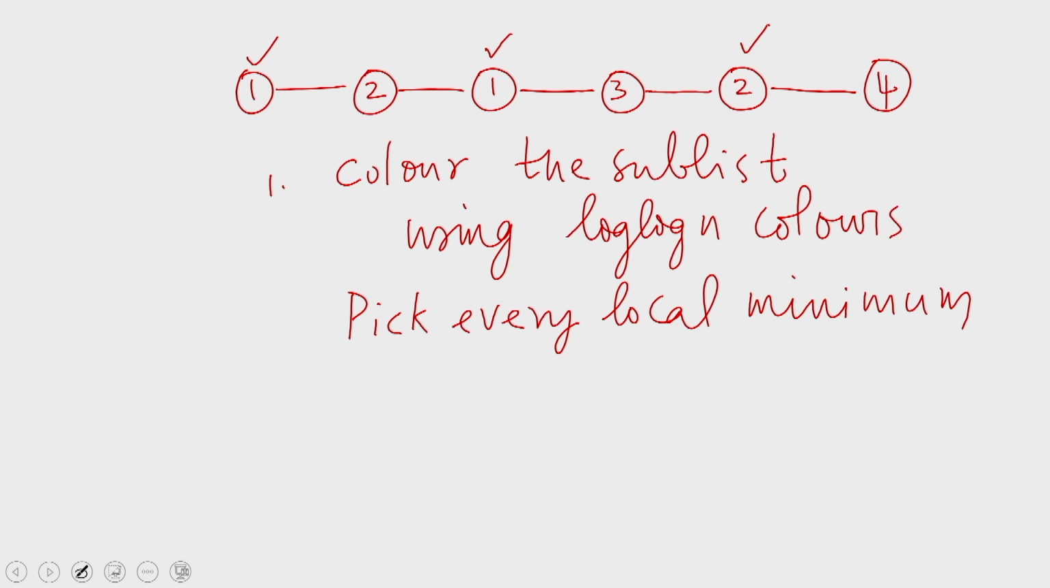So, we pick out the local minima and then break the list immediately prior to the local minimum. So, let us say we break the list in this fashion. So, the list is broken into 3 pieces. The first stretch is 1 2, the second stretch is 1 3 and the third stretch is 2 4. Now, we can claim that the length of each stretch is at most 2 double log n.